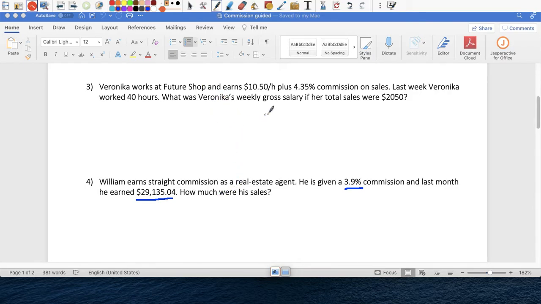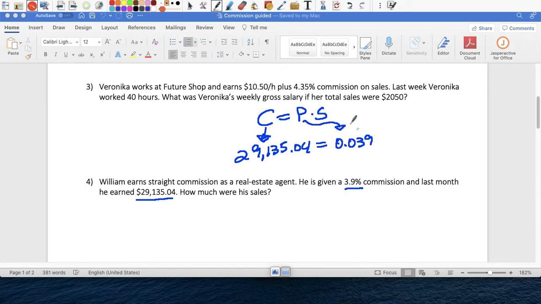So we did this in class. Commission equals percent times sales. The commission that he earned, how much did he make? He took home $29,135.04. The rate was 3.9% or 0.039. And this is what we're looking for: what was the value of the house that he sold? What was the sale? That's what we're looking at.